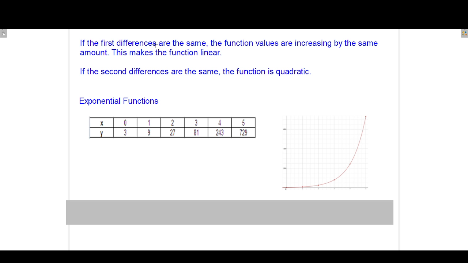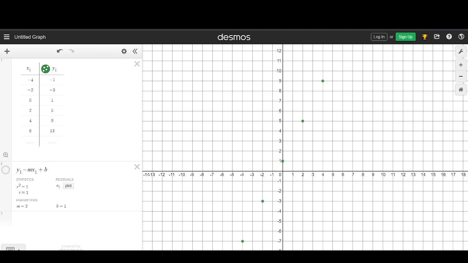So as I said earlier, if the first differences are the same, the function values are increasing by the same amount, and that gives us a linear function. If the second differences are the same, then the function is quadratic. Now what happens with an exponential function? Let's go through and just quickly look at the differences here. We can find the first and the second differences.